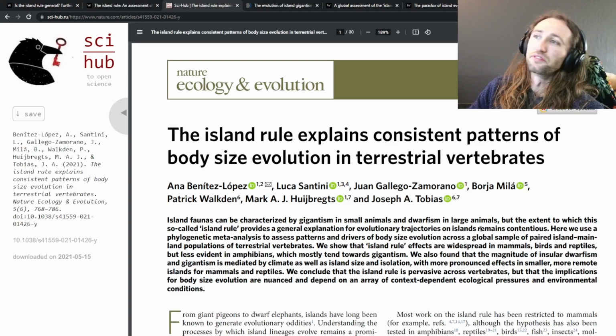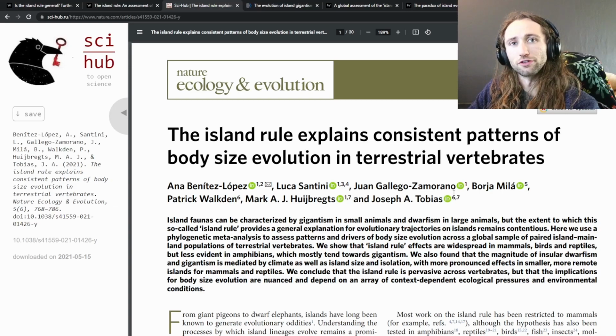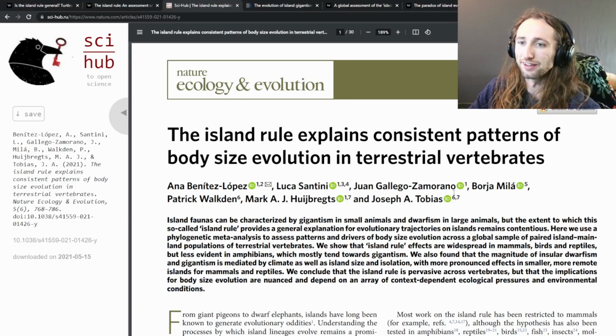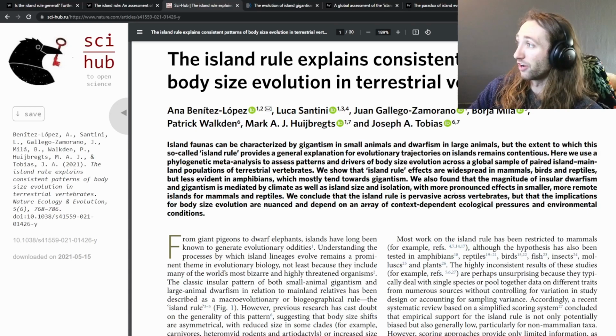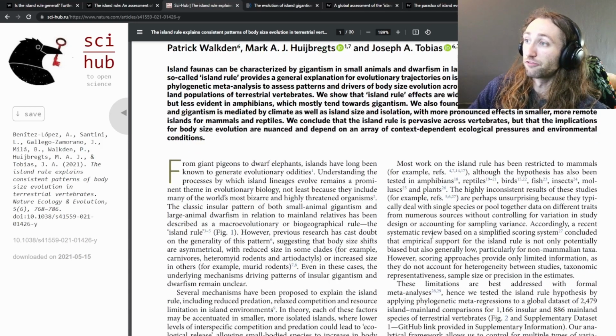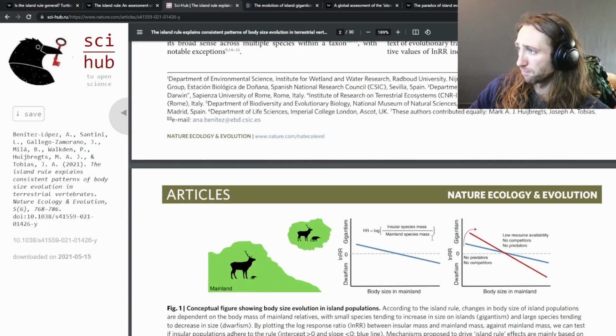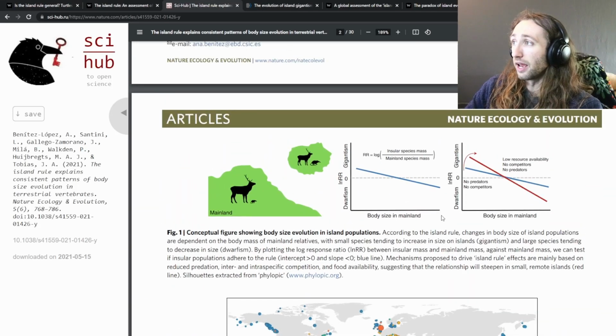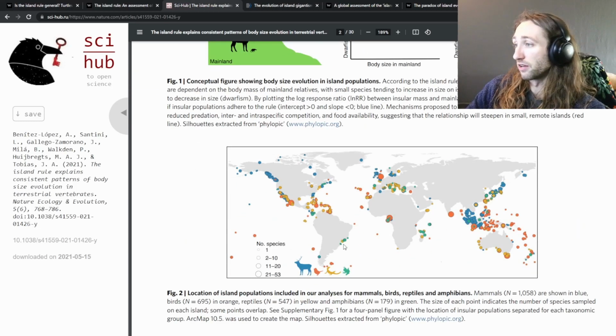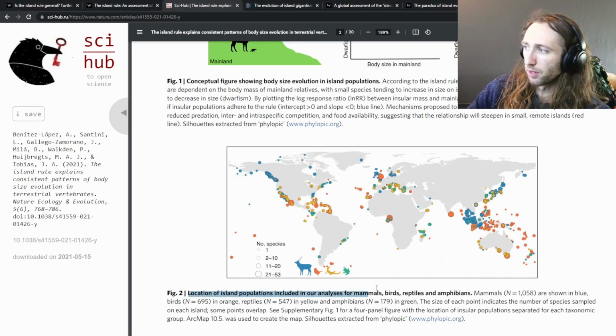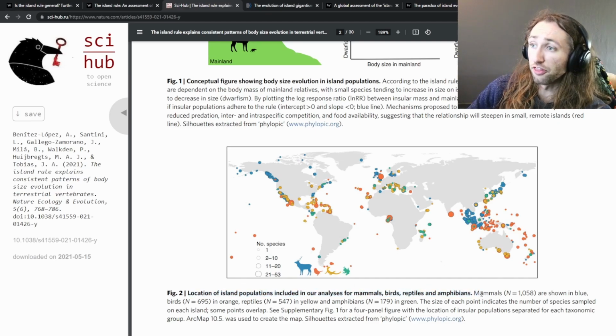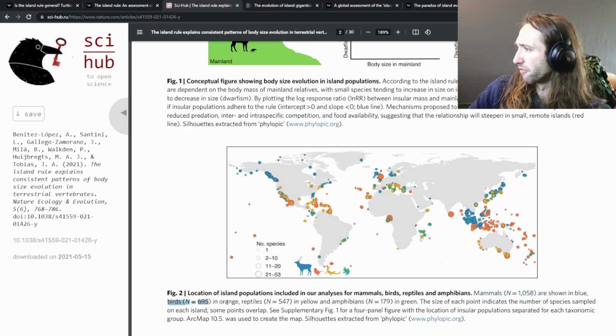The island rule explains consistent patterns of body size evolution in terrestrial vertebrates. And I thought this was fascinating. What they did was they took the phylogenetic information and ones where they had body size information for both mainland and island species and analyzed it across many taxa. So they used locations of island populations included in our analysis. So they had 1,000 mammals, 695 birds, 547 reptiles, and 179 amphibians.